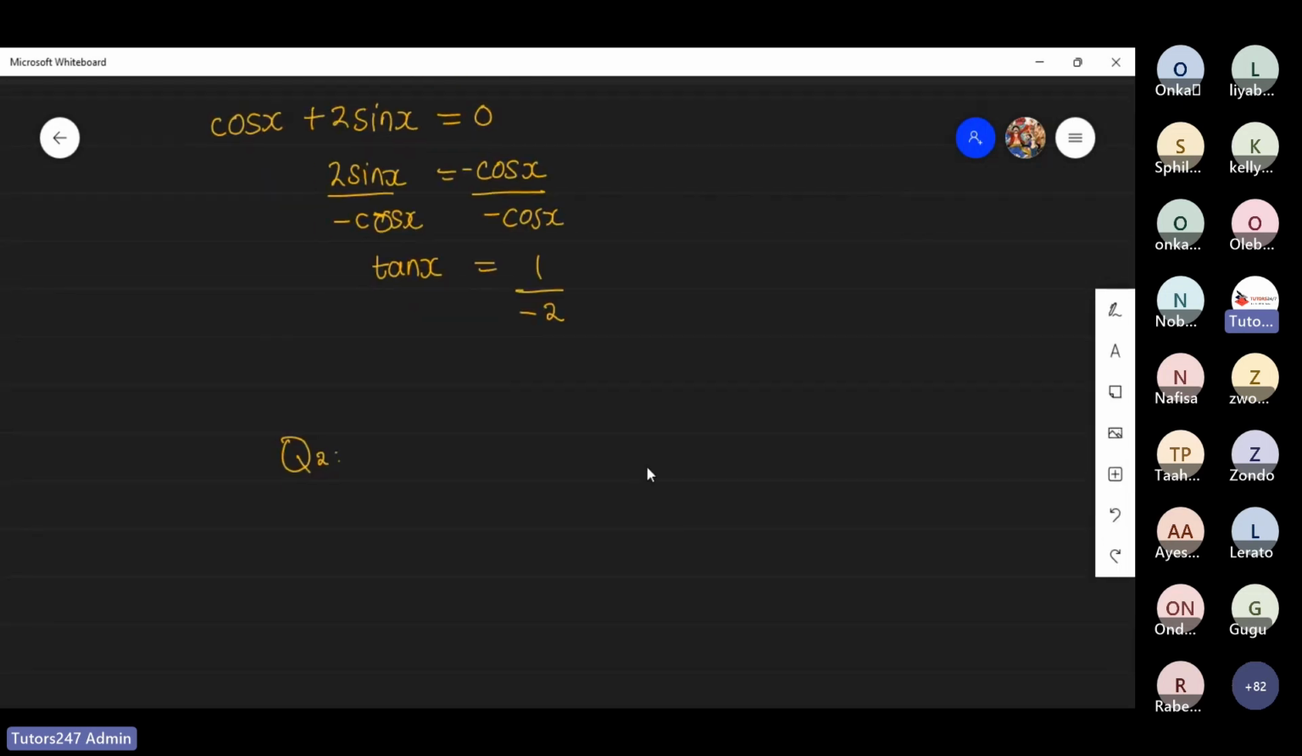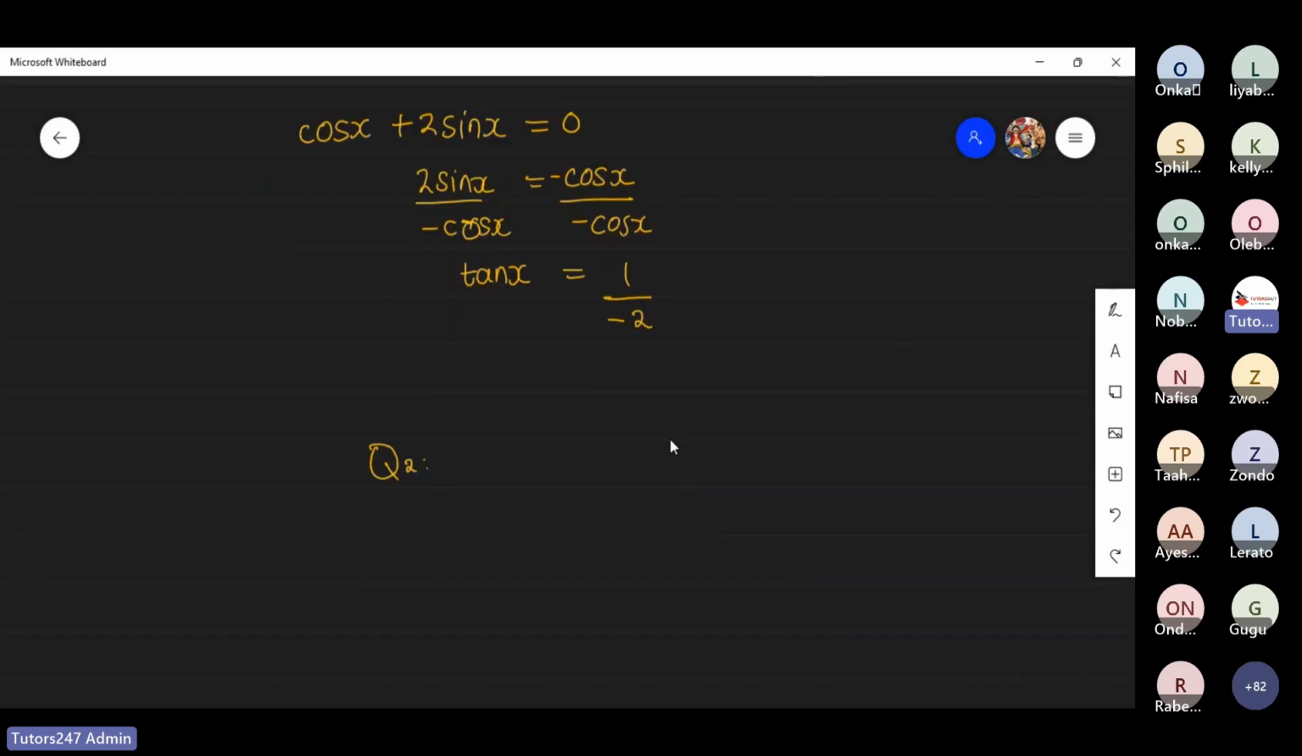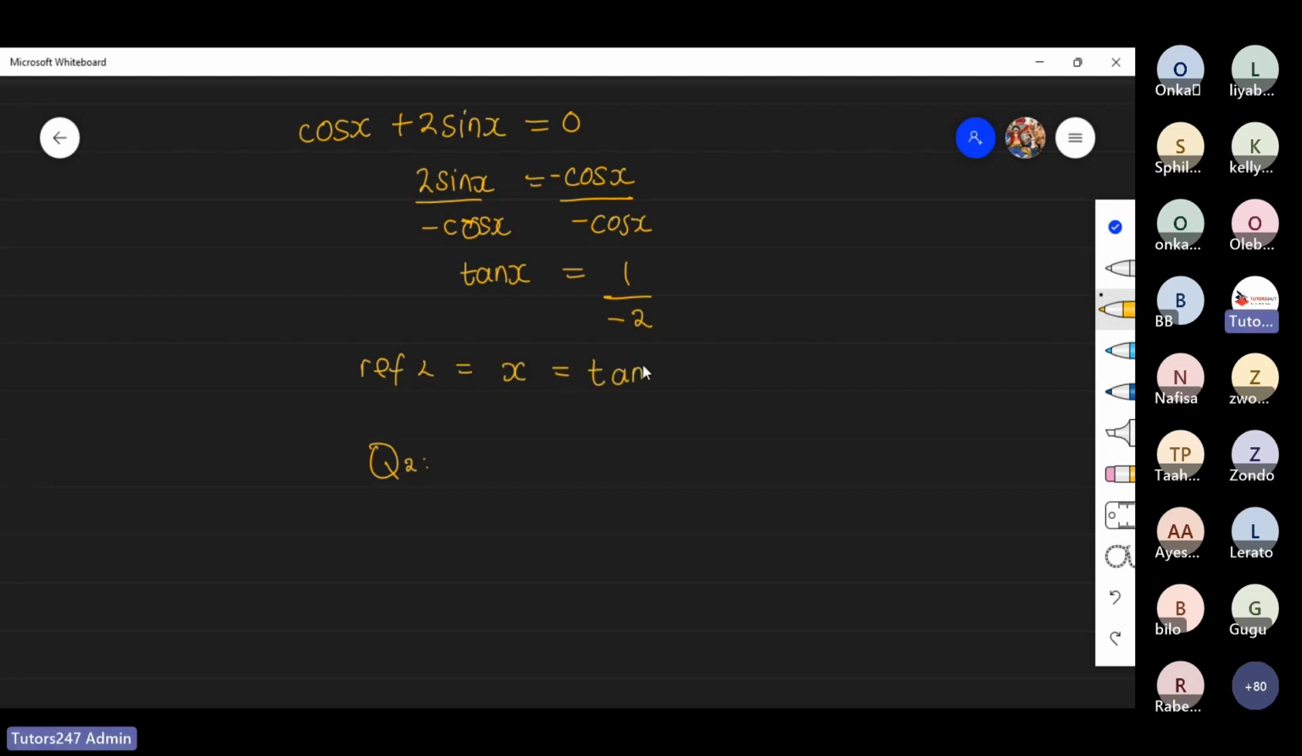Now, before we even get to the quadrants, we need a reference angle. What are we going to use as our reference angle? We are going to use that equation tan x equals negative 1 over 2. But keep in mind, whenever you are calculating a reference angle, never ever use the negative. So let's calculate our reference angle. Our reference angle is going to be equal to x equals tan inverse of 1 over 2. That is our reference angle. In order for us to get rid of tan, we moved it to the other side, therefore making it tan inverse.